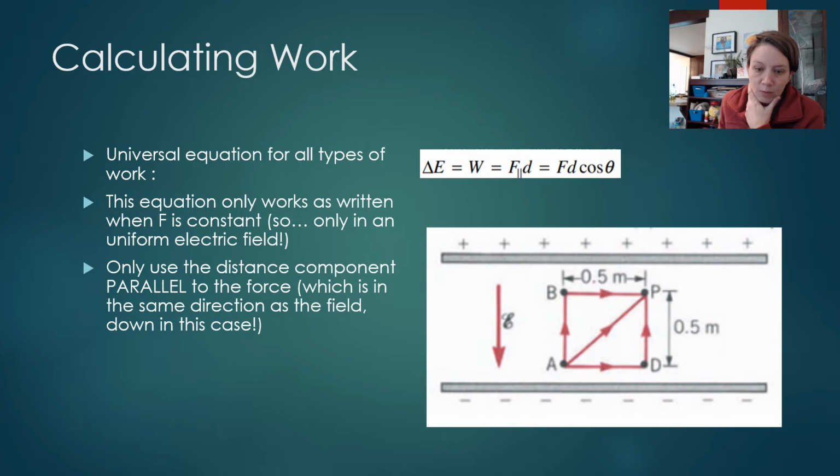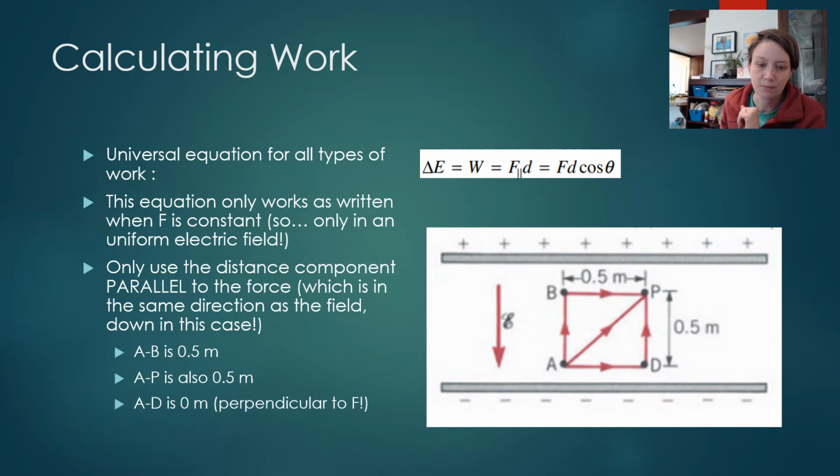So if we had an object at location A and we moved it to location B, then we'd use the force that we would have from that uniform field, and the distance would be 0.5 meters because we're moving parallel to that force. But if I started it at location A and moved to location P, that distance would also be 0.5 meters because I'm only interested in the distance component that is parallel to the force, and the force goes directly from one plate to the other.